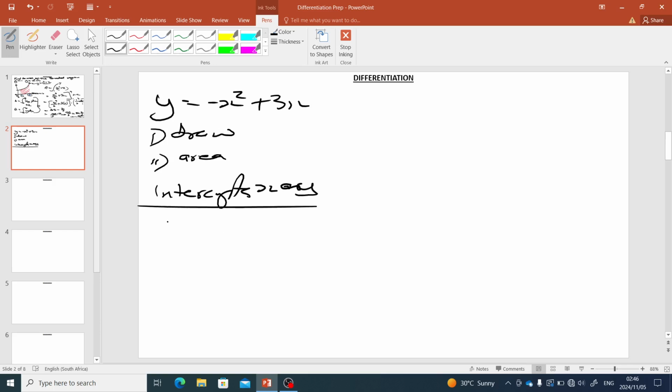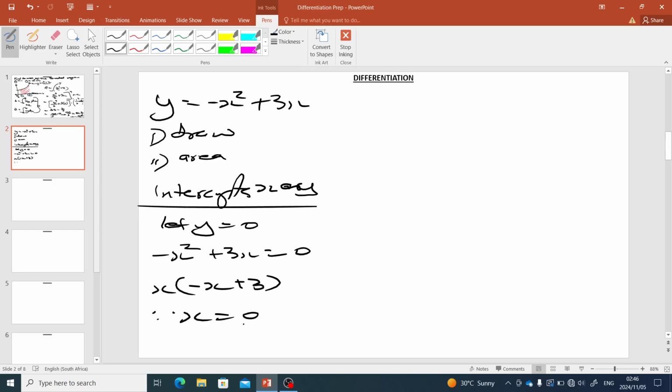Now, in determining the x-intercept, we would say let y equals 0. Then we will have negative x squared plus 3x equals 0. Then we can take out the common factor here. It is x, then we have negative x plus 3. Therefore, x equals 0 or x equals 3, because when we transpose this to the other side, it will be x equals 3. For the x-intercepts, we are having 0 and 3.